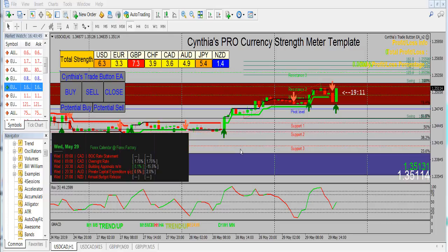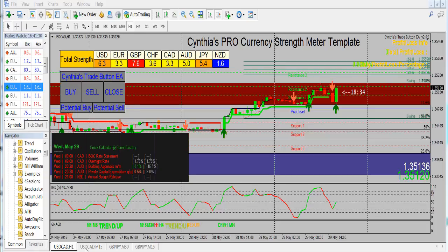So those are the features of the Pro Currency Strength Meter, which gives you a whole lot more information, and I think the most valuable part of it is the trade button EA, which makes placing your trade just one click. It'll place your trade on your chart and with your broker, and it's always at a risk to reward ratio of 1 to 2. So that means your take profit levels that it places on your chart will always be double what your risk is. So it gives you a very favorable risk to reward ratio. I think the trade button is the most important part of the Pro template.